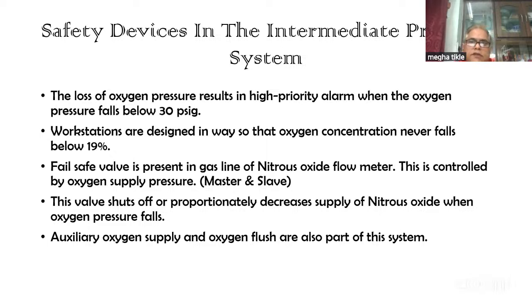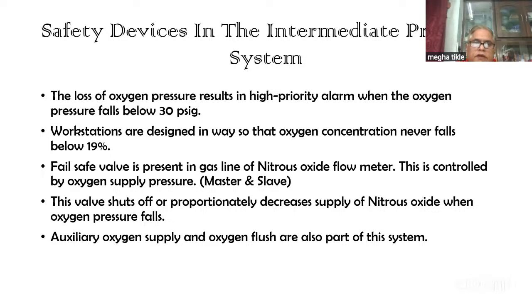What are the safety devices in this intermediate pressure system? The machine will always give you an alarm when there is a loss of pressure for oxygen below 50 psig. It's a high priority, non-silenceable alarm, so it will blare till the pressure is reverted back to normal. And workstations are designed in ways so that the oxygen concentration never falls below 19%.